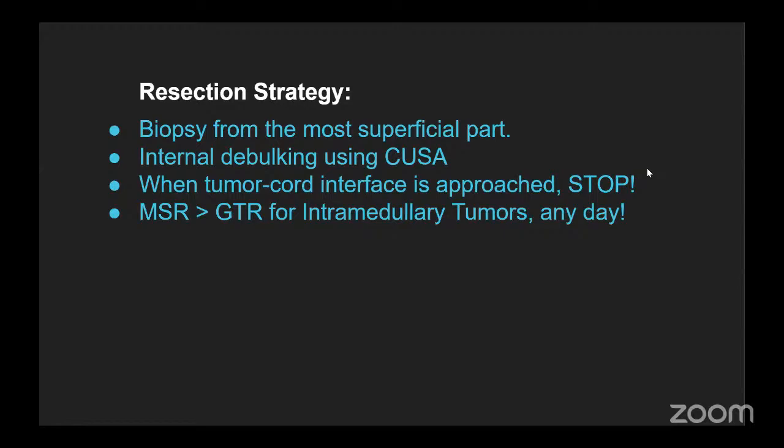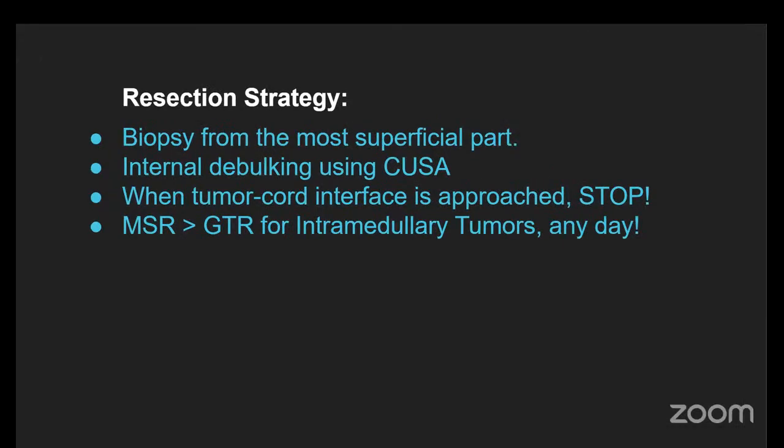Okay, the resection strategy is slightly different. When we talk about intramedullary lesions, you biopsy from the most superficial part, then you debulk it internally using a CUSA. And when the tumor cord interface is approached, stop. What do I mean by tumor cord interface? You have done most of the debulking. Now you do not know whether the tissue you're looking at is the tumor or the cord, because for infiltrative lesions, often the interface is not very clear. Hence, maximum safe resection is superior to gross total resection in terms of clinical safety.